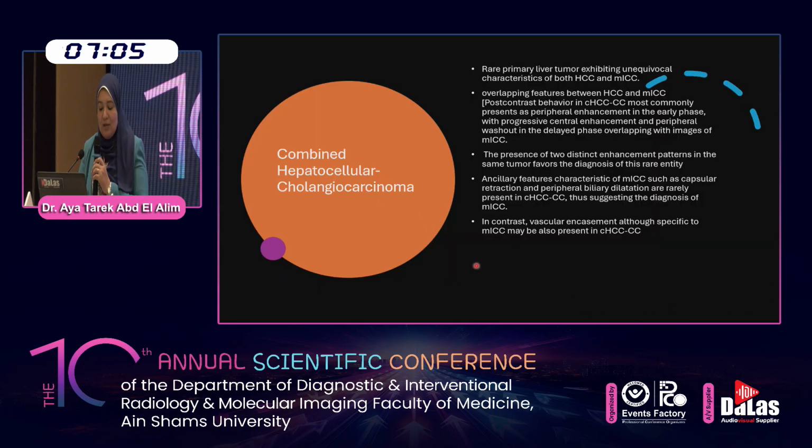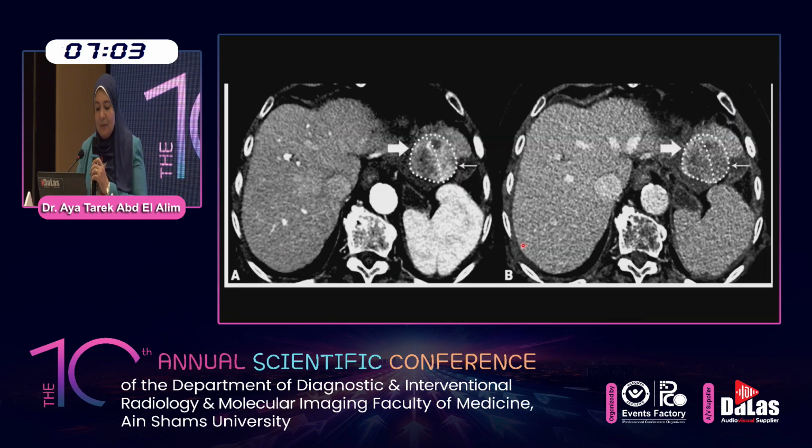Combined HCC and cholangio. This is a very nice case. We can see there is a left lobe heterogeneous focal lesion. In the right aspect, we have hypoenhancing with early arterial, and in the left, we have early arterial heterogeneous with washout. So it has part cholangio and part HCC.